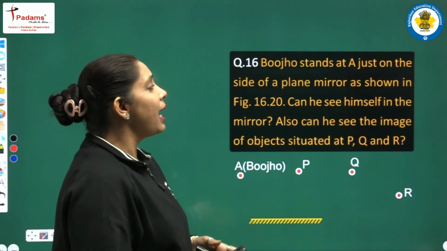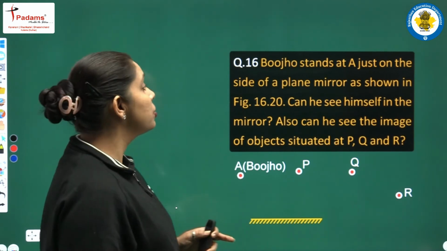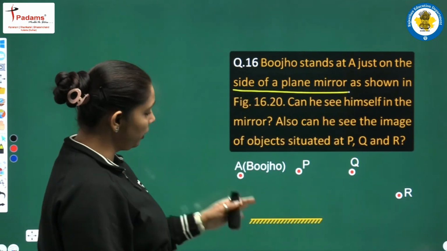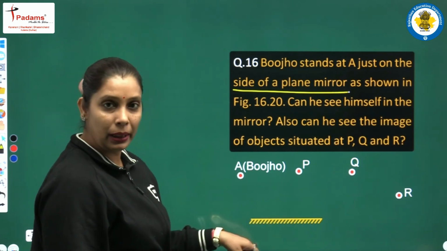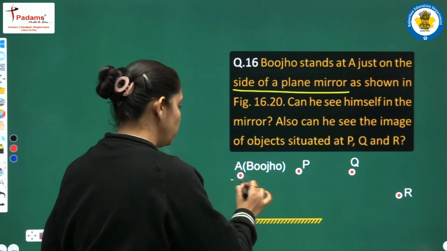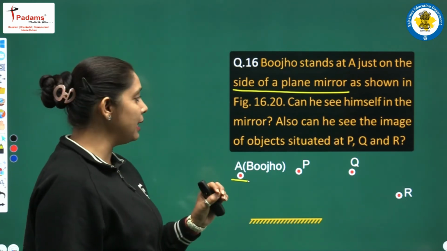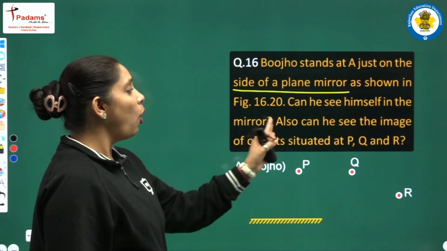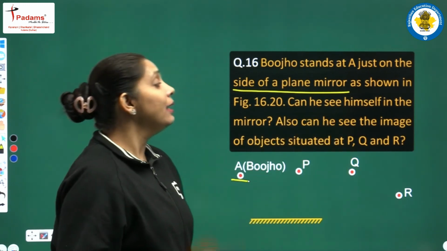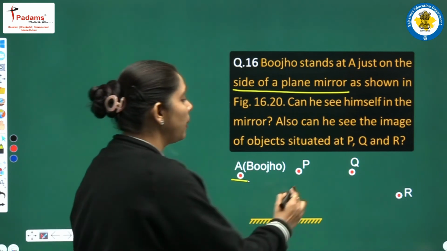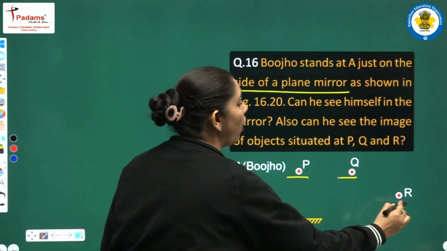Bujo stands at A, okay, just on the side of a plane mirror as shown in the figure. Okay, this is the plane mirror and here the Bujo. Can he see himself in the mirror? Okay. Also, can he see the image of the object situated at P, Q और R?